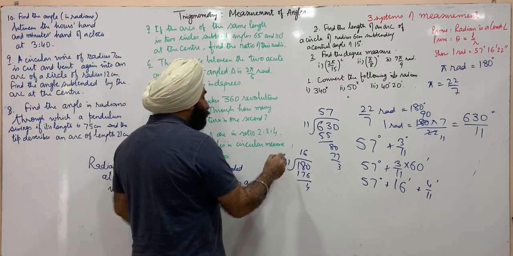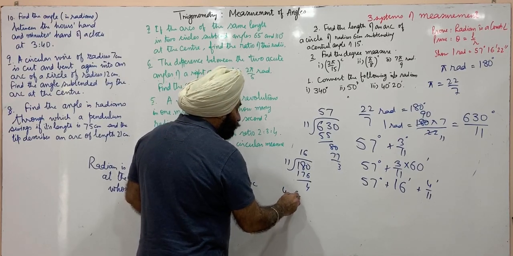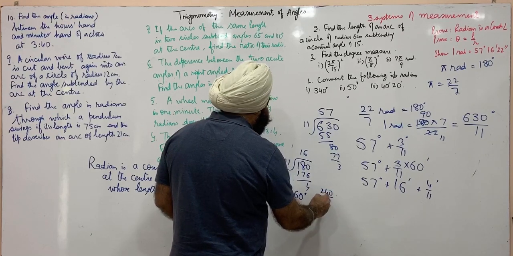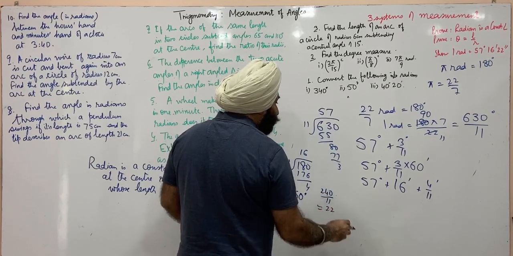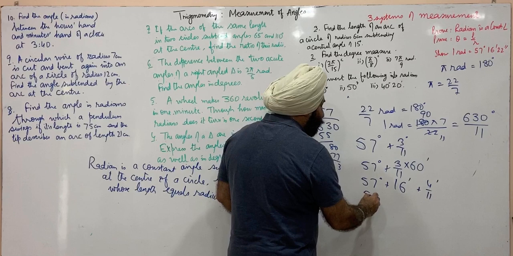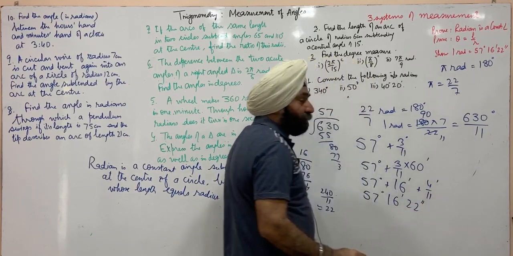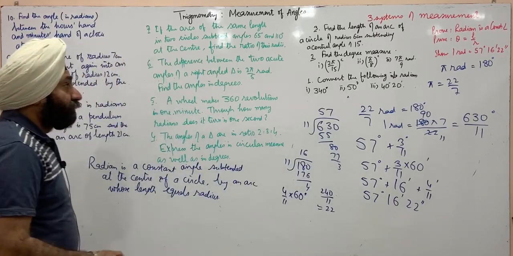4 by 11 minutes means 4 by 11 into 60 seconds. That's 240 upon 11, which is approximately 22. So 1 radian is 57 degrees, 16 minutes and 22 seconds. We can learn this value.